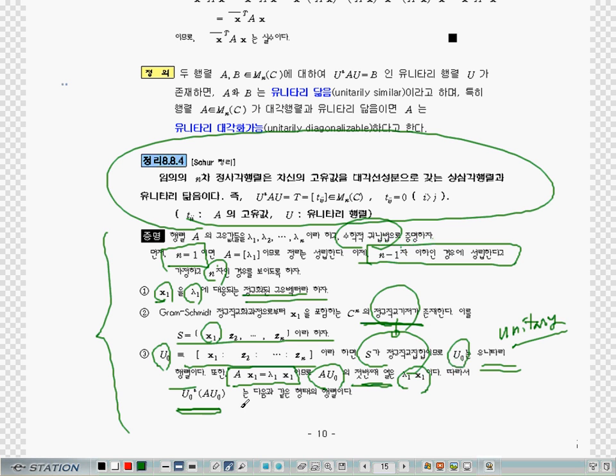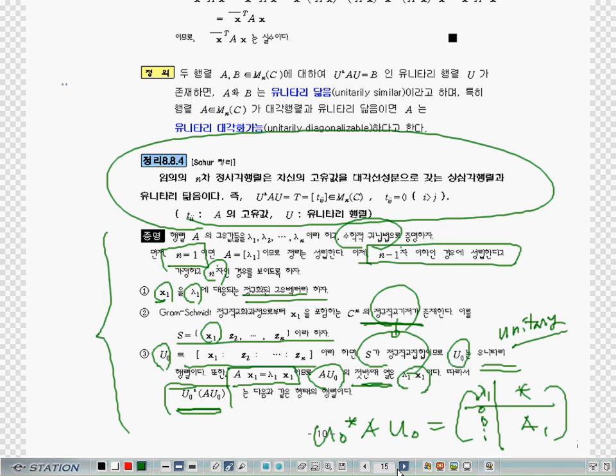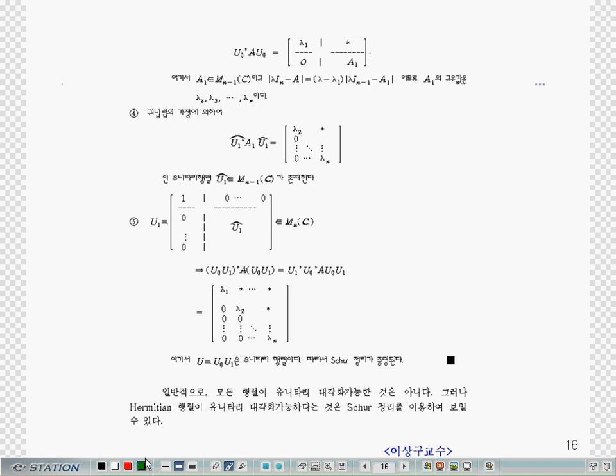So the shape of this matrix, U0 star A U0, how does it look? This one has lambda 1 and all zeros here, and something here, and here is another matrix, a submatrix. Okay, this shows the shape of the matrix that we have. This A1 is a submatrix of A, of size n minus 1 by n minus 1.